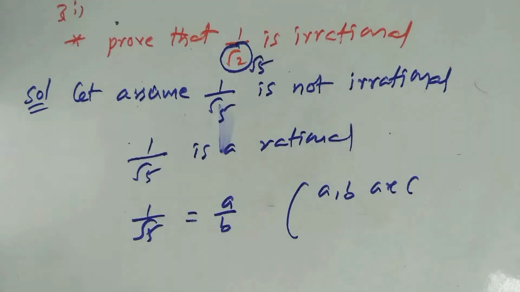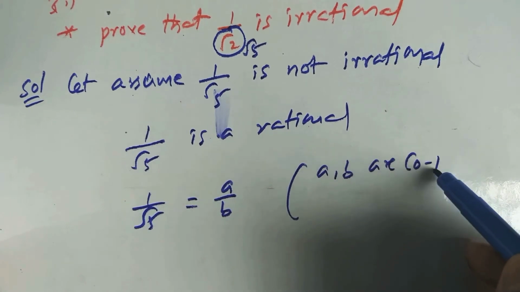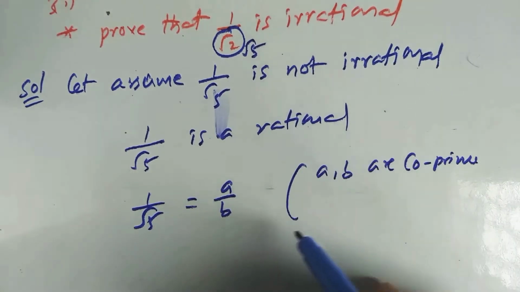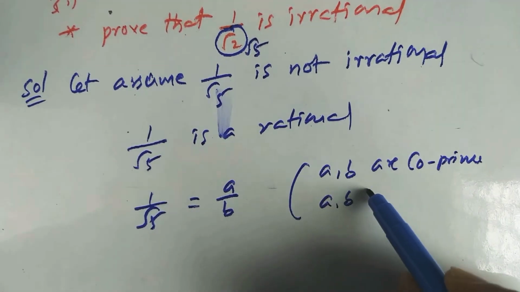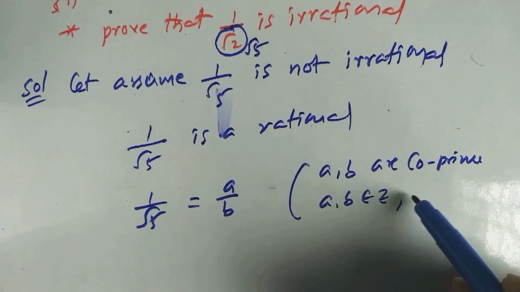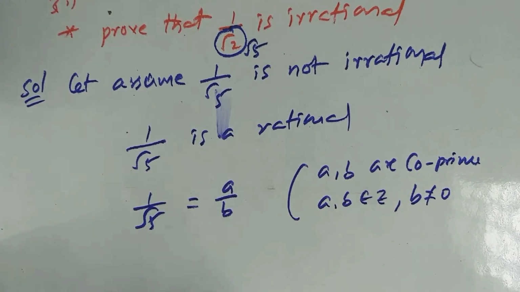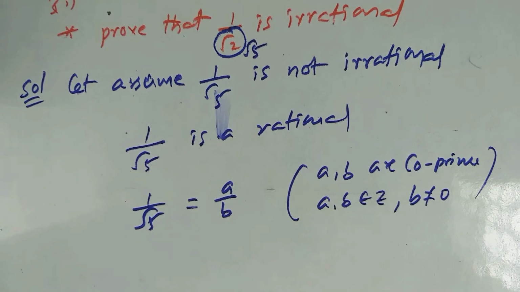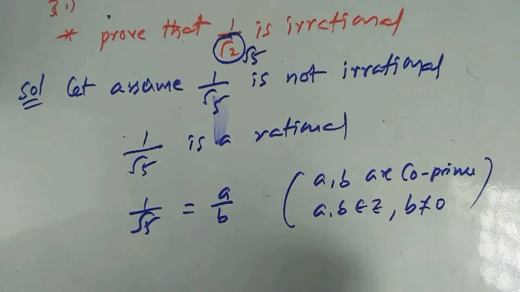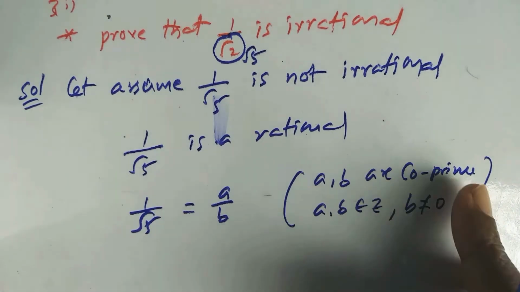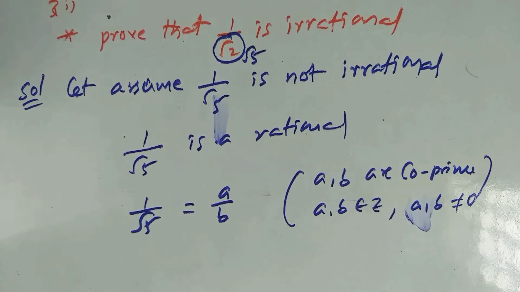A, b are co-prime. A, b belong to integers and the denominator b is not equal to 0. Clear? A, b are both not equal to 0.